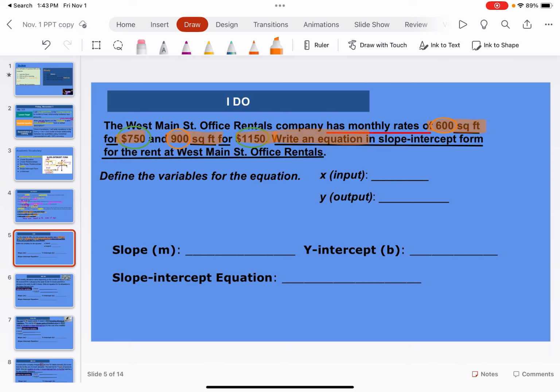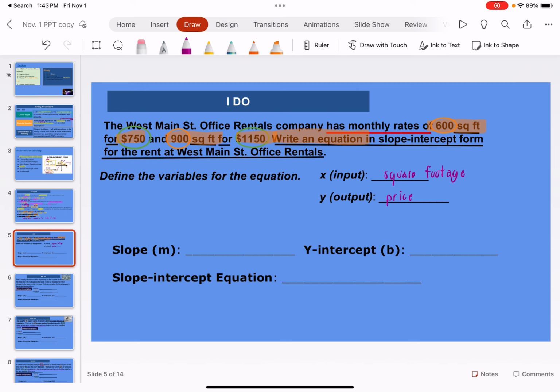What is our input? What is our output? Or what is our dependent variable? What is our independent variable? So the two things that are changing are the square feet and the price, right? Or the money. Well, I have to think about it. Does the price depend on the square feet or does the square feet depend on the price? Well, that doesn't make sense. So I know that the price has to depend on the square feet, right? So the price or the money, it depends on the square feet or the square footage.